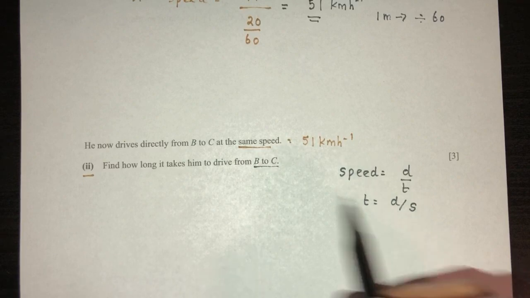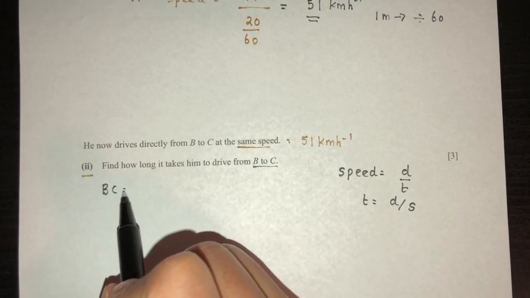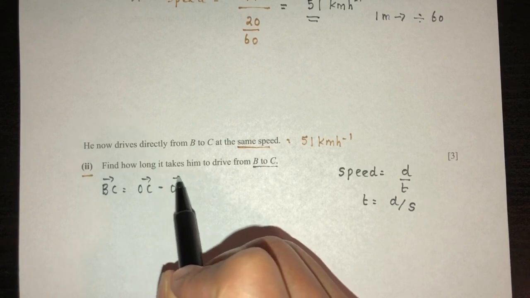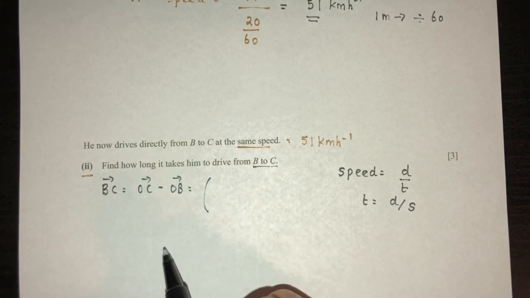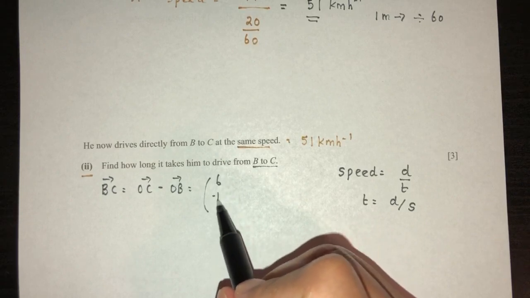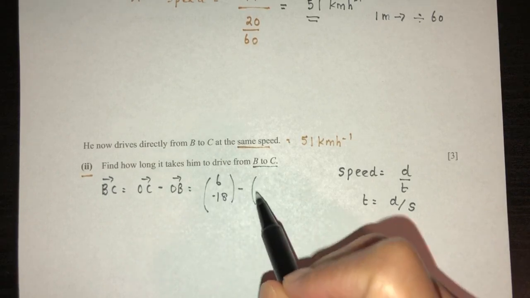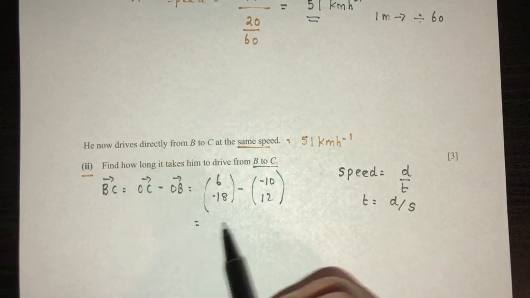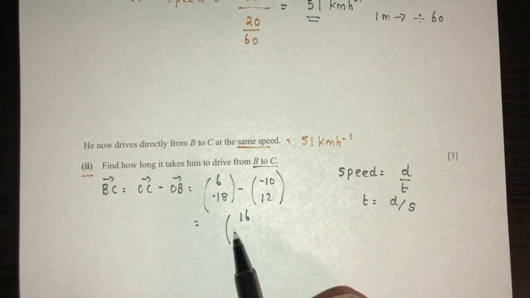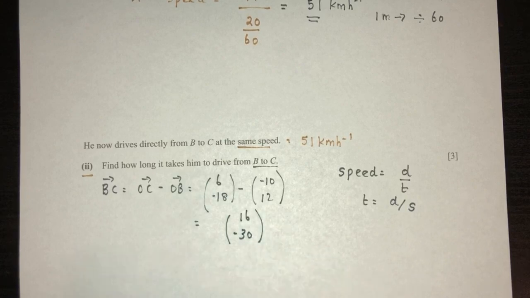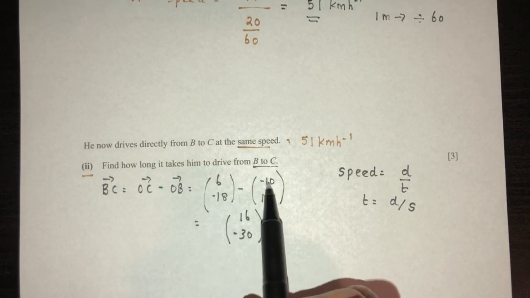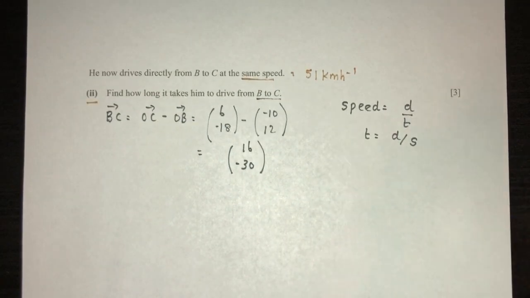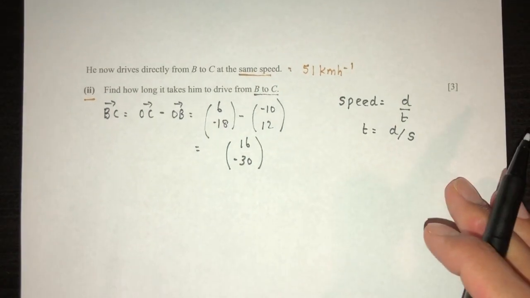So first we have to find distance BC. That will be OC minus OB. So OC is 6, minus 18, and OB is minus 10, 12. That will give you 16 and minus 30. Yeah, so 6 minus 10 will be 16, minus 18 minus 12 will be minus 30. You can always check using your calculator as well.